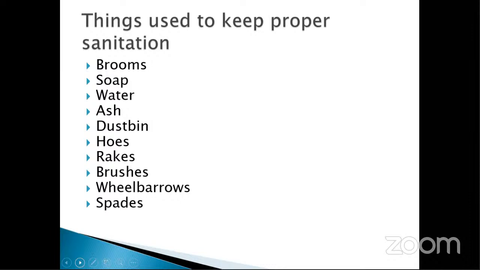So in our examination, sometimes we can say, draw any 4 items or mention any 2 items. Even though we have not used the word things, we can still just use the word item. Mention any 2 items used to keep proper sanitation. So you can mention any of these items. You can talk about the brooms, the soap, ash, dustbins, and so many others, as simple as that.